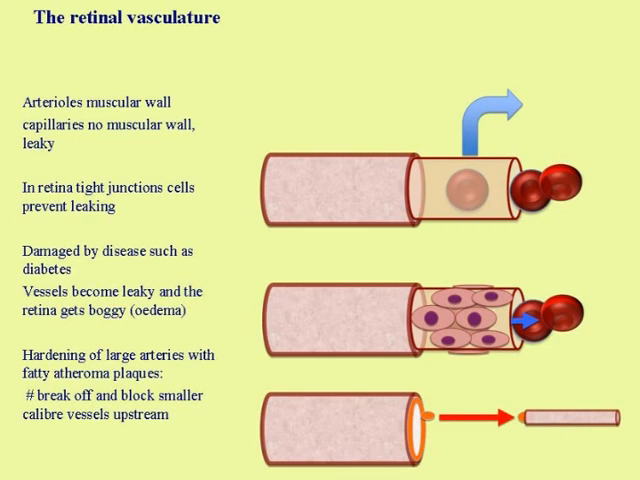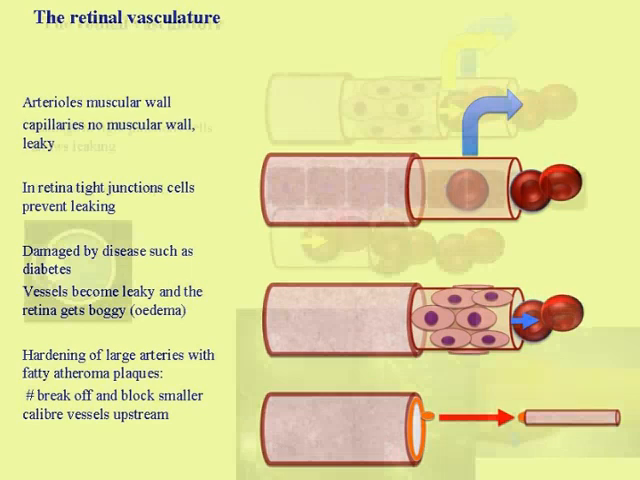The other thing that can go wrong is further downstream, fatty little deposits can break off from large arteries, from your ureter or your carotid, and fly up and get stuck in tiny little blood vessels in the retina or in the brain and cause a stroke.